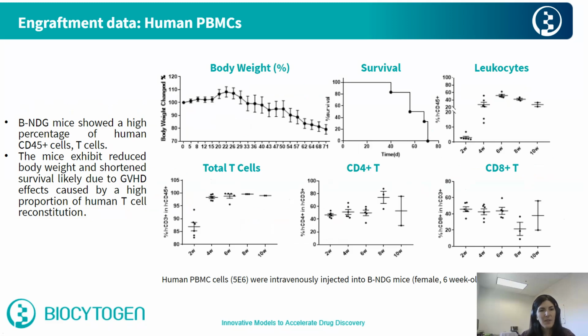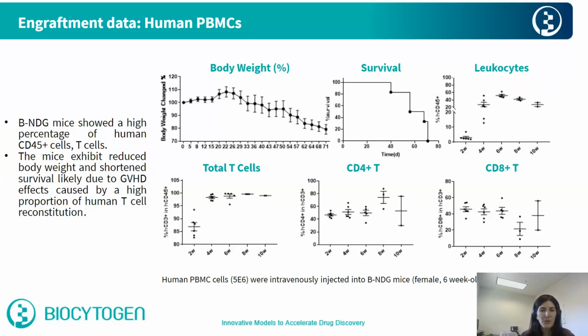So in these next couple of slides, I'd like to introduce how BNDG mice are effective recipients for human immune cells and hematopoietic stem cells. In this particular example, human PBMCs were injected into the mice and reconstitution was evaluated by flow cytometry. As you can see on the bottom row, with PBMC engraftment, the cell type reconstituted is largely T cells, with both CD4 and CD8 T cells expanding in these mice.